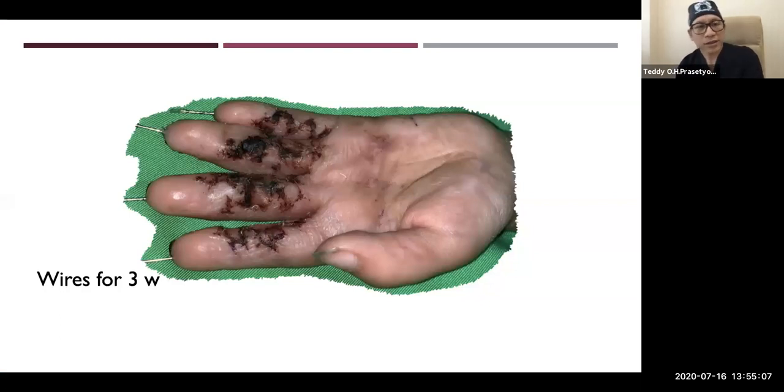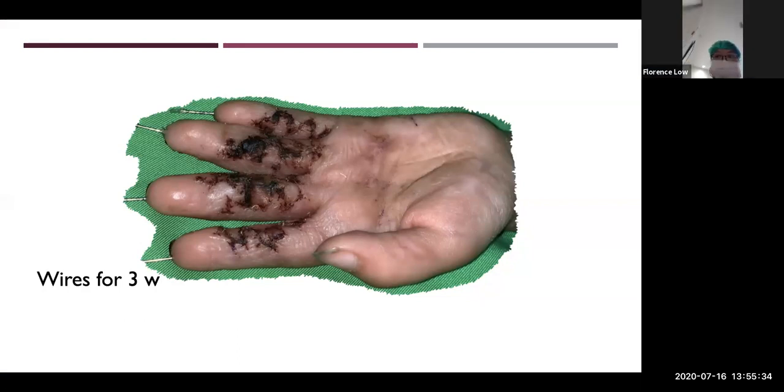Now, what about this? You see that this is about releasing the contracture of those four digits, and you put hardware there. The question is whether you need to provide the patient antibiotics. Volunteer, please. May I, sir? Yes, please.